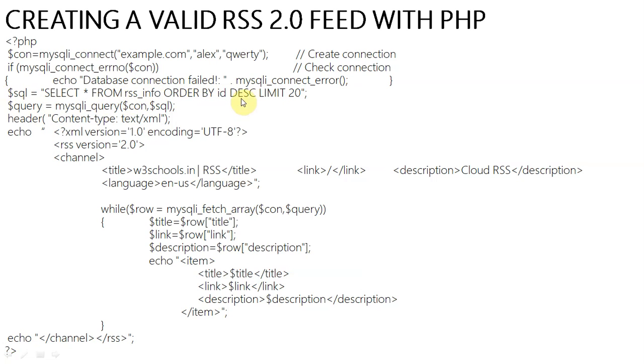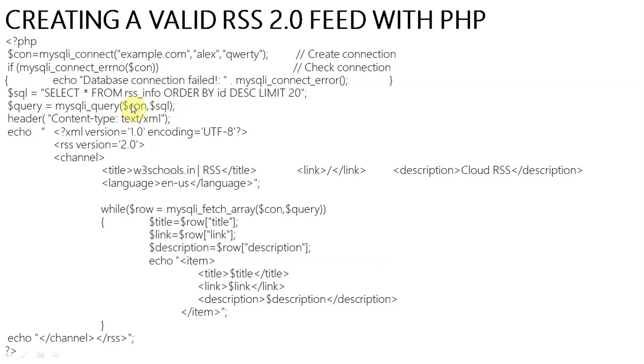By this query we are accessing data, with the order by clause and descending order. Everything is mentioned in this select query. And now we will execute this query. So we'll write here mysqli_query, connection comma SQL: $connection, $sql.